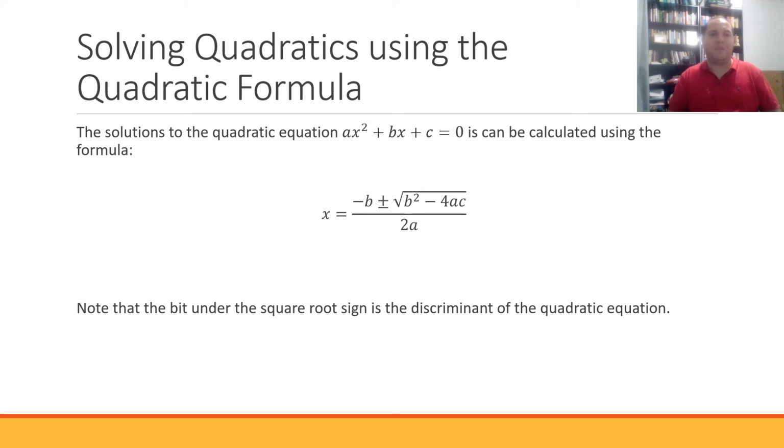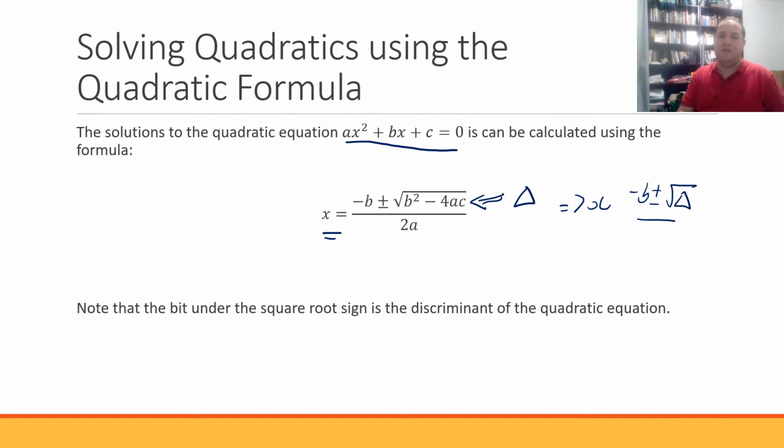Now for the quadratic formula, if we've got our quadratic written in standard form, where it equals 0, the values for x, the solutions, can be calculated using this formula, where we've got negative b plus or minus the square root of b squared minus 4ac. Notice here, guys, that is our discriminant, that is our value of delta. So we can say our x values, our solutions, are actually negative b plus or minus the square root of the discriminant, over 2a.